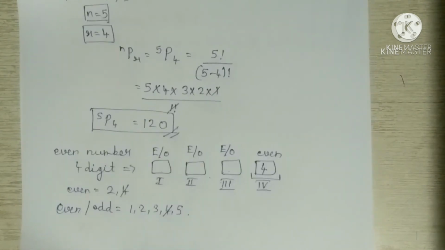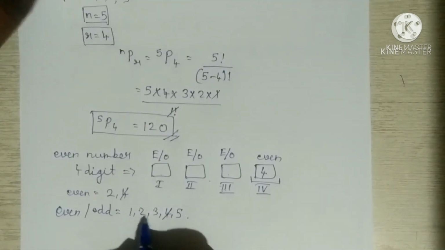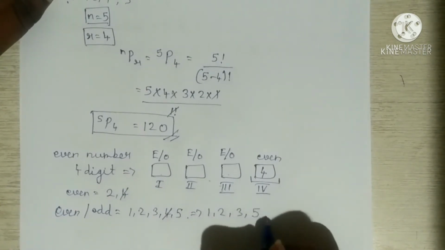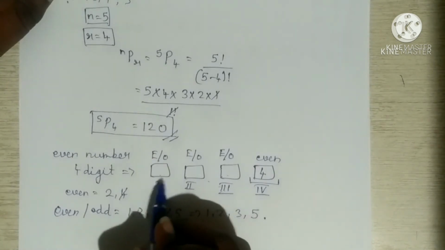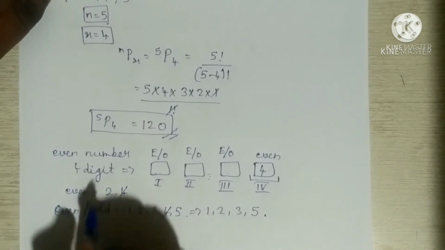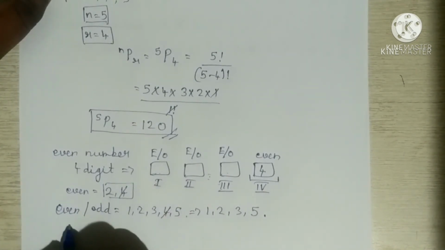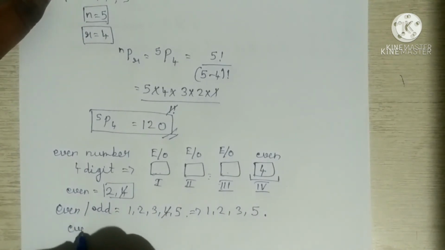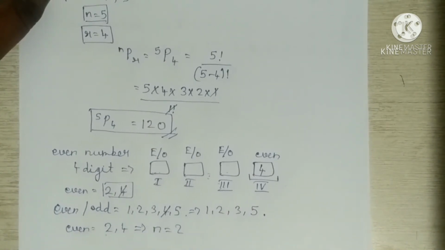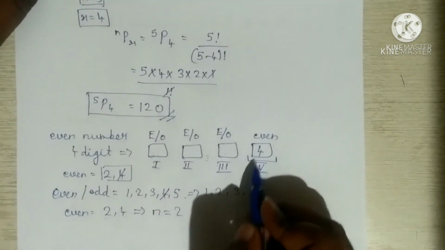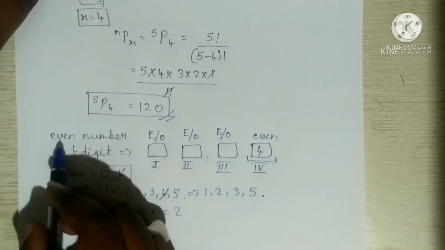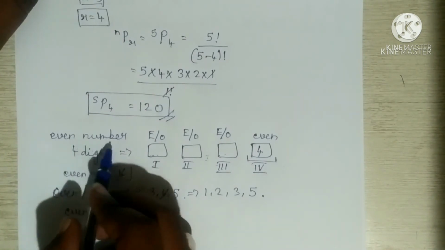Okay, the remaining terms will be 1, 3, 5, which is nothing but 1, 2, 3, 5. In this 4-digit number, you need to find the first 3 digits. In the even terms, 2 comma 4, the total is 2, and we need to find only the fourth term, which means the last digit should be even. To get the number of 4-digit numbers, we need to find how many of these will be even.